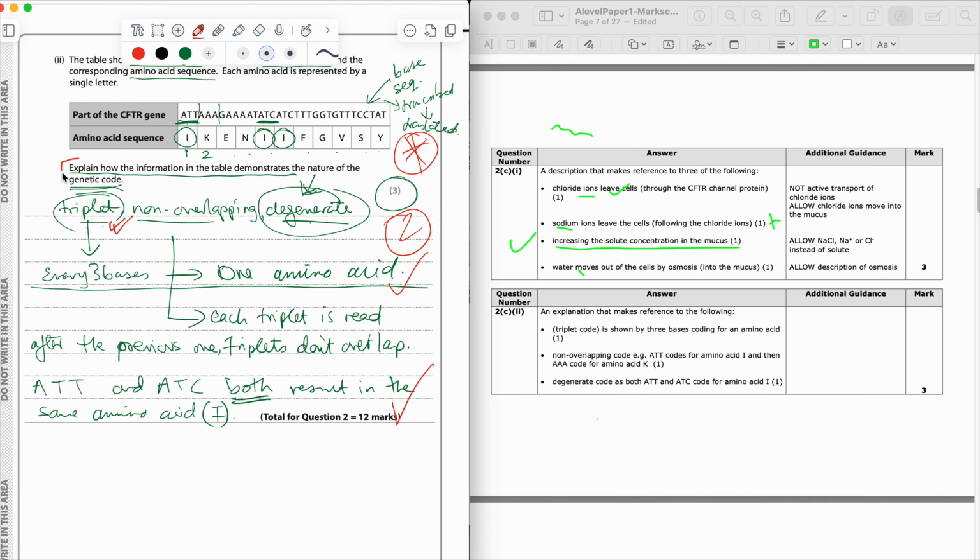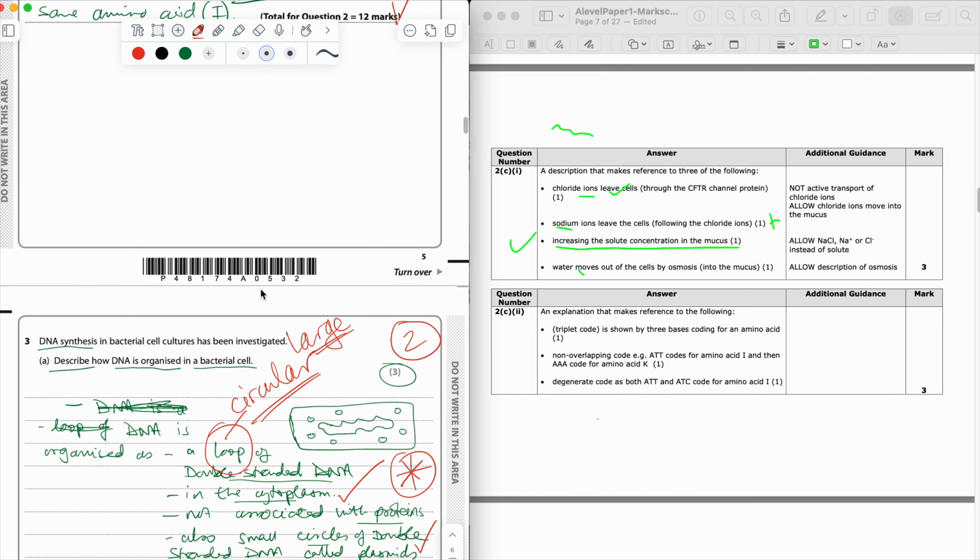So it does say in here, explain how the information in the table demonstrates. So I got a little bit overconfident. I knew what the question wanted. It wanted triplet, non-overlapping, and degenerate. But I didn't give examples from the table for each one. Every 3 bases equals 1 amino acid: I should have taken the first codon right here, the triplet ATT, and said that ATT gives us the amino acid I. So that was an interesting reason to lose marks there.